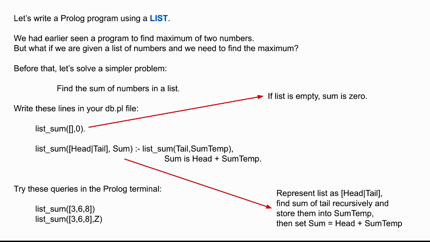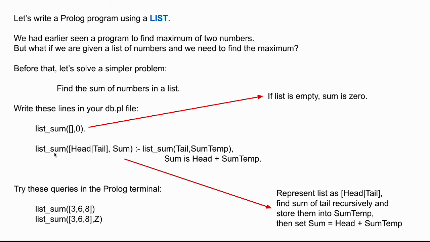So let's write a simple program that uses a Prolog list. Earlier we had seen a program to find the maximum of two numbers. We are going to later see how to find the maximum of numbers in a list. But before that, let's do a simpler problem: how do you find the sum of a list? We have a list with some numbers and we need to find the sum of all these numbers.